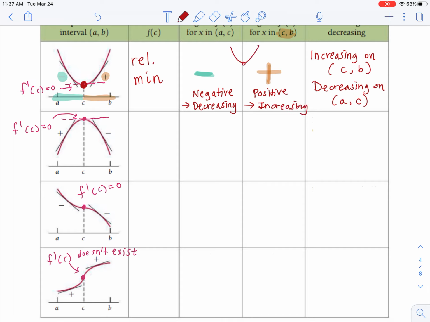And the picture will look like that, right? Then that point is going to be called relative minimum. Now let's look at the other case, the flipped case. Now what do you call that point? C. We're going to call that relative maximum, right?